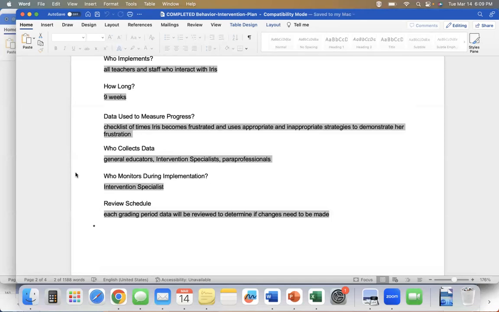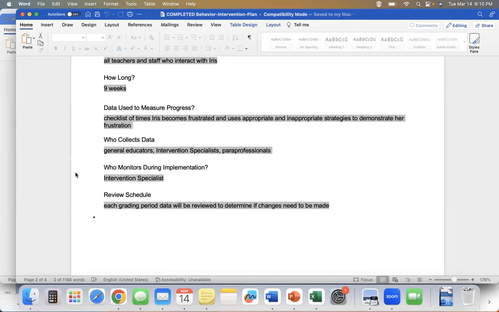Checklist, just a basic checklist. Times she becomes frustrated, and then did she use appropriate or inappropriate strategies? So we can mark a little box: frustrated. It was appropriate this time, or it was inappropriate this time. And then that data should be collected, ideally, again, by any of those adults who work with her. So general educators, intervention specialists, paraprofessionals, anyone who comes in contact with her. Typically, if you have a situation where there's an incident in a cafeteria or maybe a study hall that's run by a paraprofessional, they may not collect data for you, but as long as they tell you it has happened, you can record that with your data.